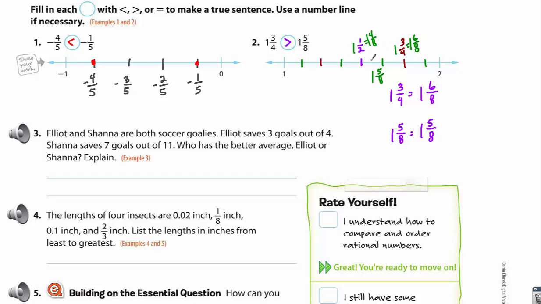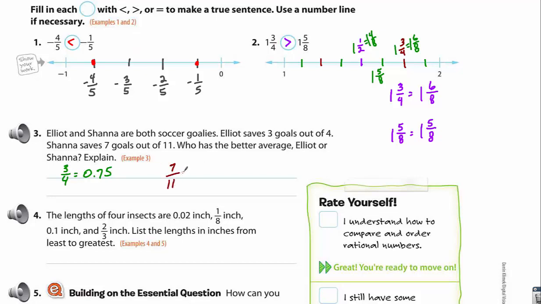Number 3, Elliot and Shauna are both soccer goalies. I mean, I lost my chance to read there. Elliot saves 3 out of 4. Shauna saves 7 out of 11. Who has the better average? Well, I'm going to make this easy on myself. 3 out of 4, that's 0.75. I know that. That's one you should know. Think about money. 3/4 of a dollar is 75 cents.